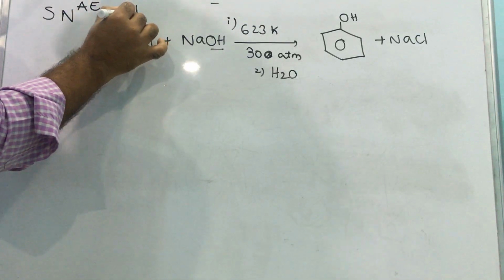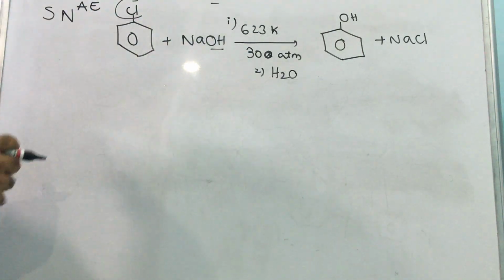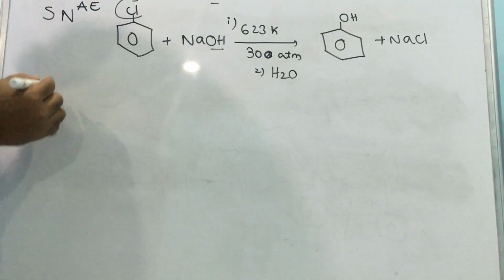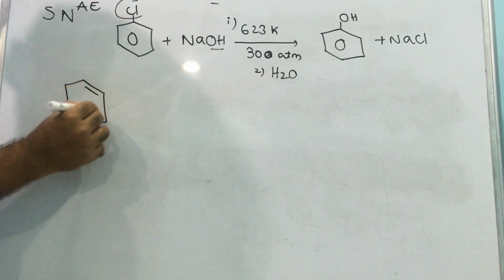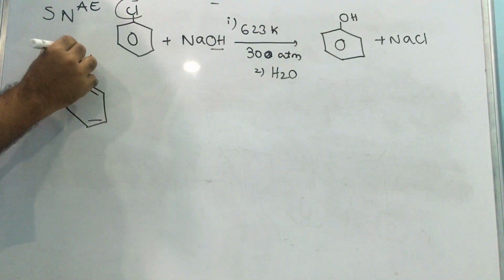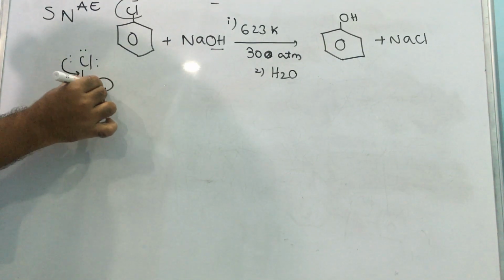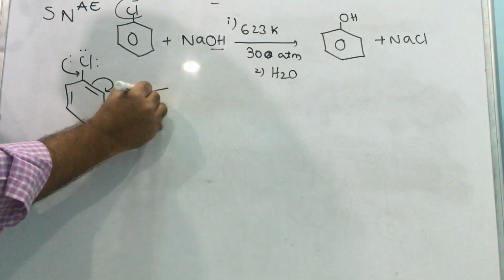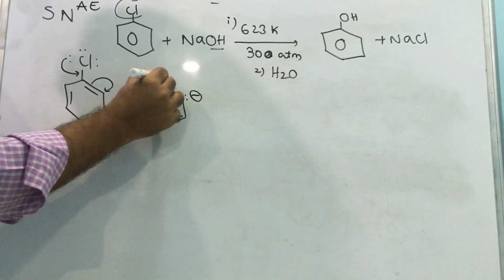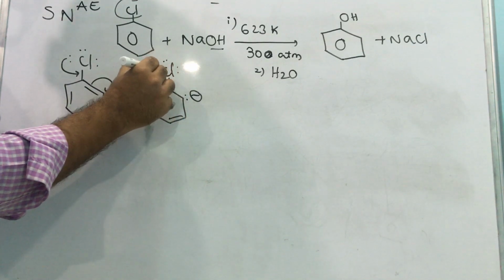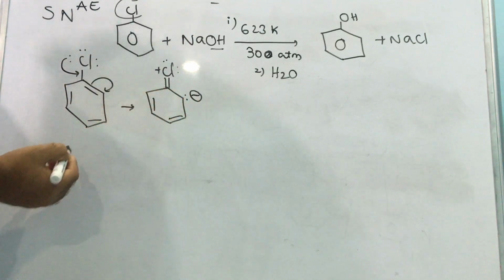actually this leaving group is not easily eliminated from the benzene ring because of the resonance structure. Due to this resonance structure, it forms partial double bond character. If you want, I will show here. Double bond, double bond, double bond. Here chlorine has a lone pair of electrons. This lone pair of electrons comes to here, and then we will get here a negative charge, double bond, double bond, double bond, Cl with lone pair, positive charge. So due to this resonance, delocalization of pi electrons takes place.